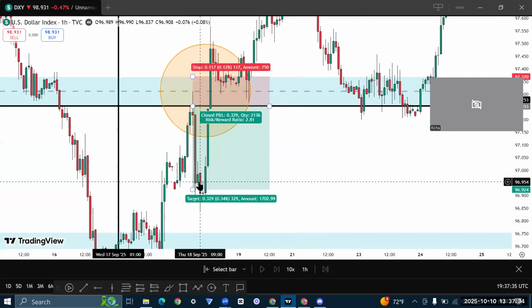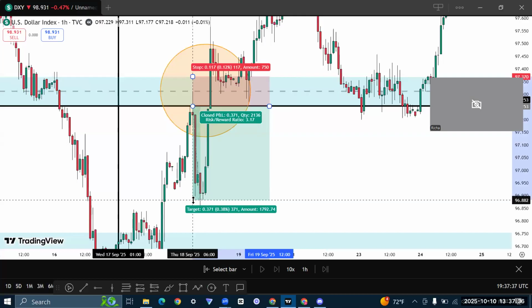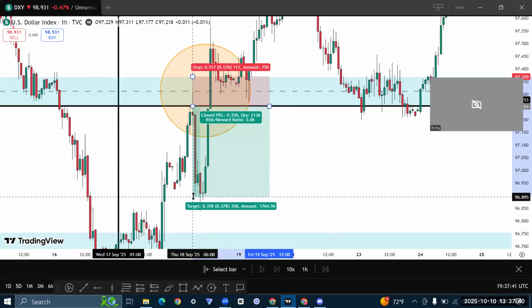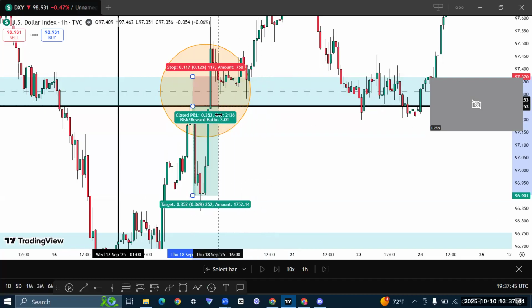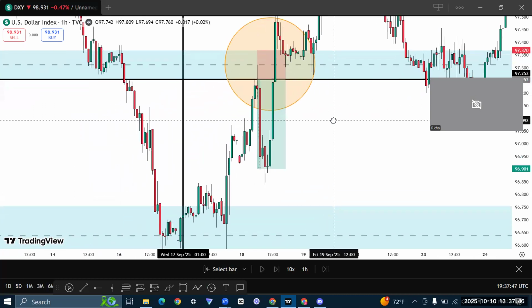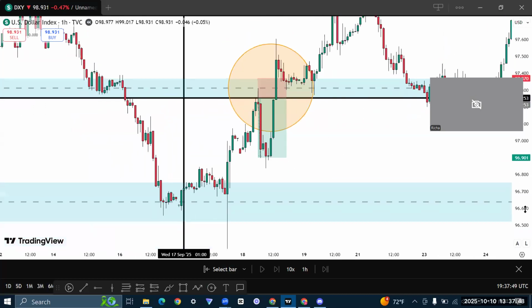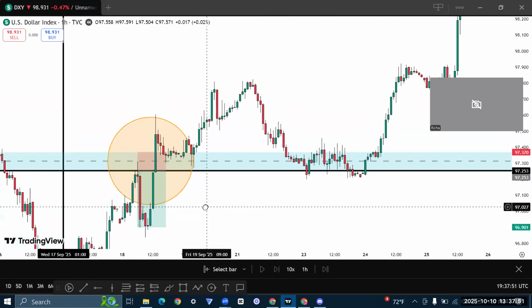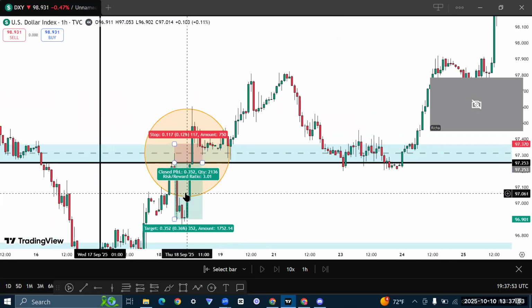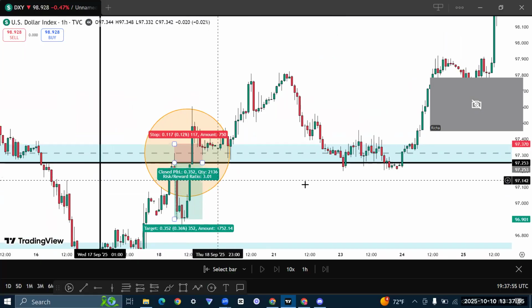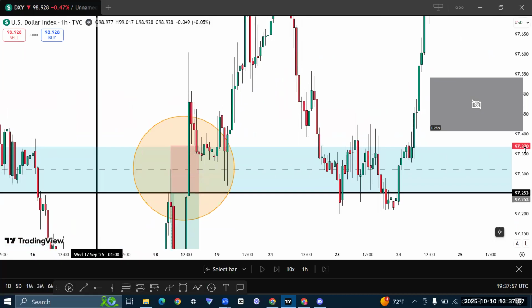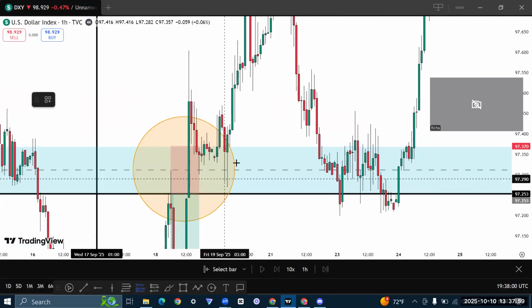Your TP should just be a 1 to 3, which is approximately right about here. That's your 1 to 3. You caught the whole move. Simple. Now, if price broke above and you didn't take that sell, but you wanted to take buys and price broke back above, you can take buys here.